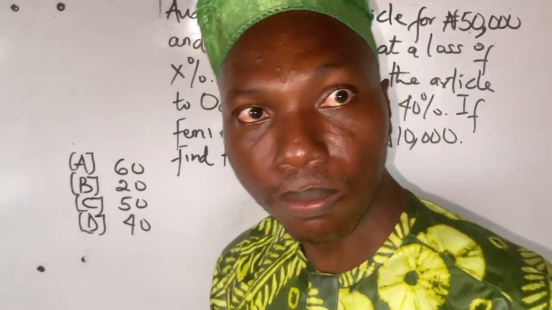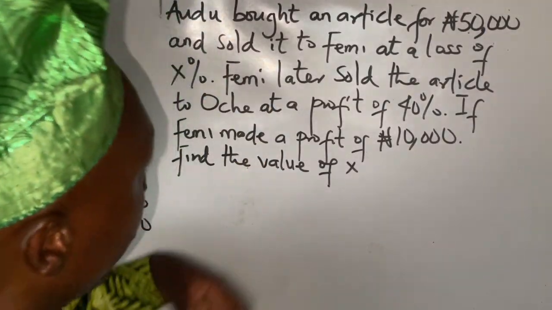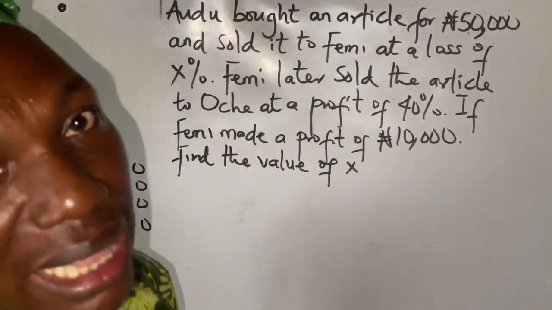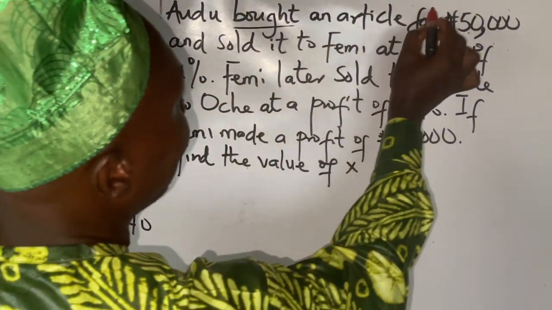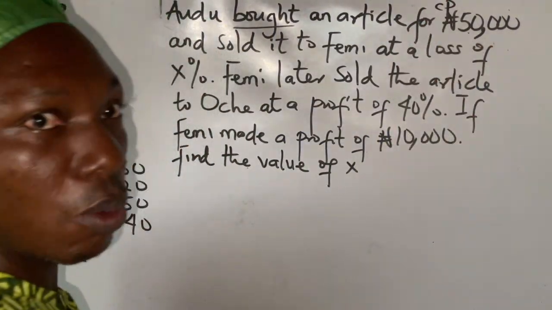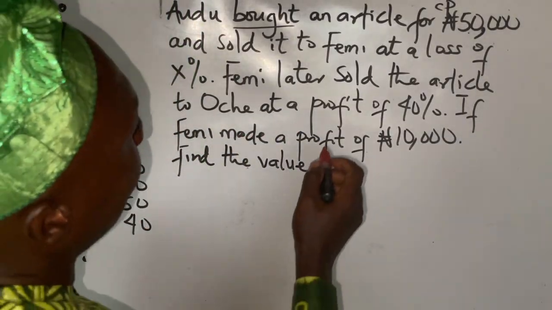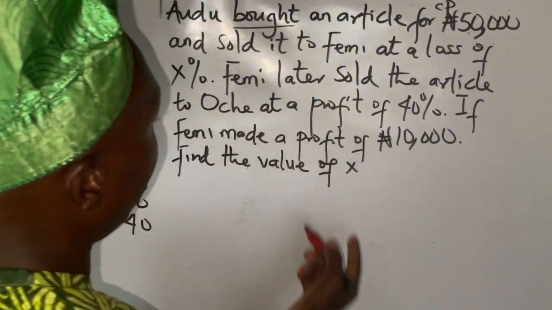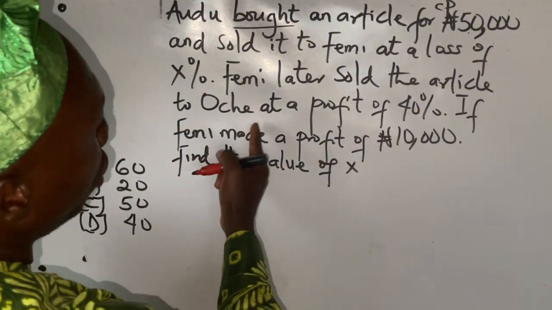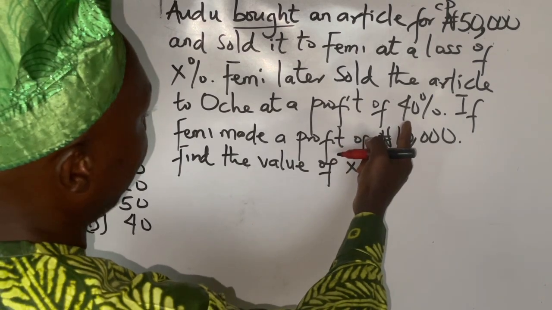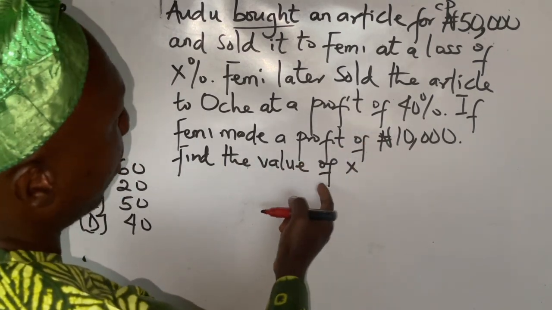Let's get started. We have this question on the board. Audu bought an article for 50,000 naira. When you see the word bought, it means that is our CP, our cost price. Go and watch my videos. He sold it to Femi at a loss of X%. Femi later sold the article to Oshe at a profit of 40%. If Femi made a profit of 10,000 naira, find the value of X.